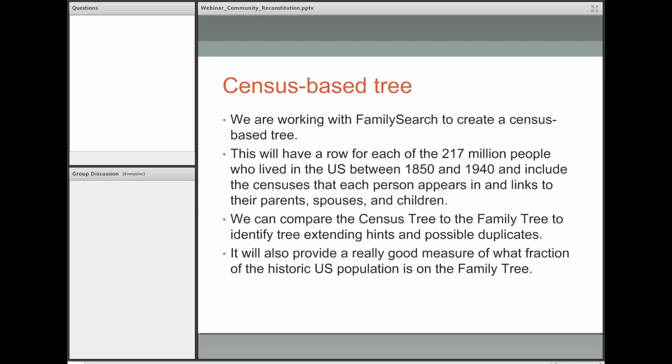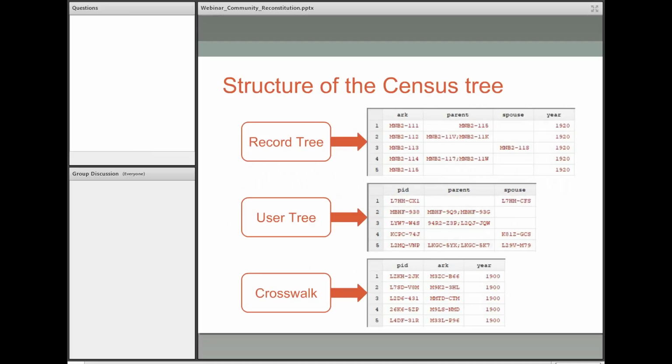So this is just a way that we structure the census tree. In every record, we can observe individuals and their parents in the record. And so you've seen that first group at the top. You can see that an arc indicates a person in a record, and then we know the arc of their parent. So we can reconstruct families within records. Now on the family tree, we have PIDs. Those are the little 7-digit unique identifiers. And on the family tree, we can also see people with their parents.